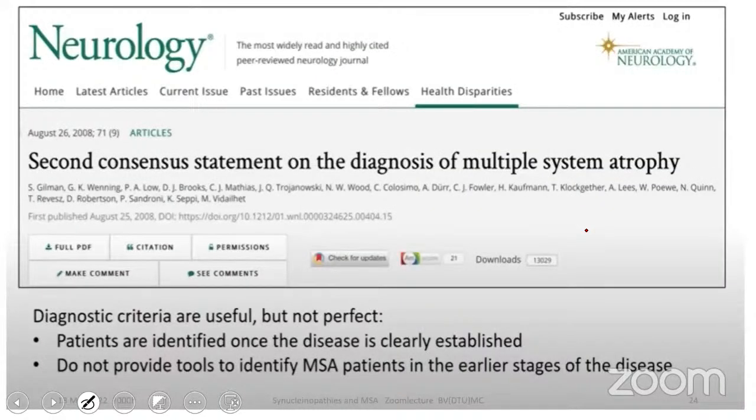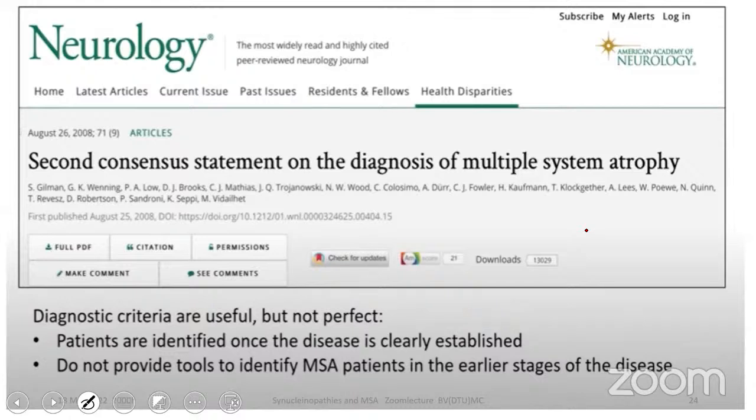The second consensus statement on the diagnosis of multiple system atrophy was published in 2008 in Neurology, and the diagnostic criteria given in it are useful. They are not perfect. The patients are identified once the disease is clearly established. Now we should be able to clinically establish the diagnosis with certainty, not after death by neuropathology. They do not provide any tools to identify MSA patients in the earlier stage of the disease.